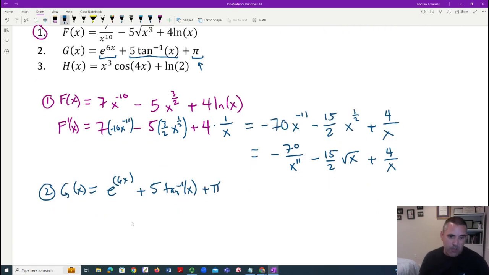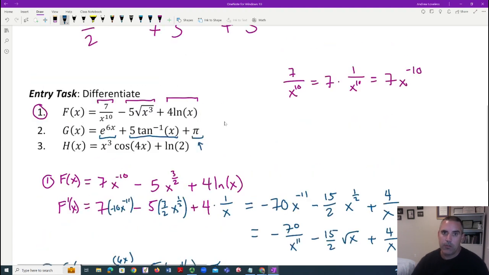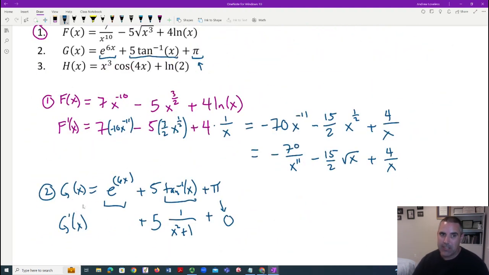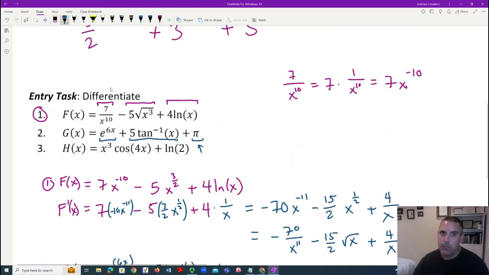So I have 3 terms. The sums come along for the ride. The derivative of the constant is 0. The coefficients come down. And now I'm down to these 2 jobs. Arctangent was in the list of derivatives we know, so we can write that down. This one is not in the list of derivatives we know. If you go back and look, we know e to the x, but we don't know e to the 6x. But what do we do?